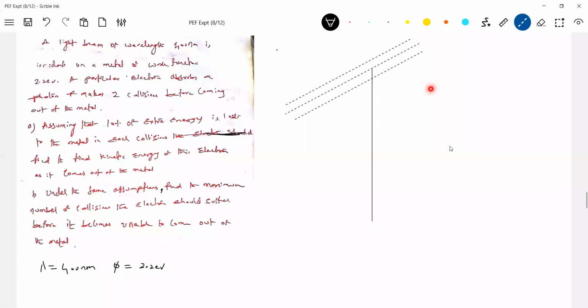Let's assume that, and this is the electron. So first, what is the energy of the photon? First we'll calculate the energy of the photon. Then what is the kinetic energy it will acquire? K max equals hc by lambda minus work function. Let's put everything in electron volt, so that will be easy for us.